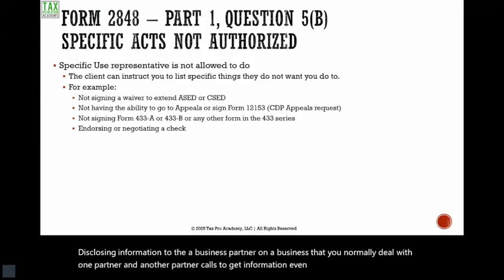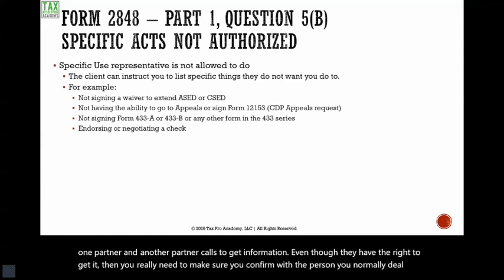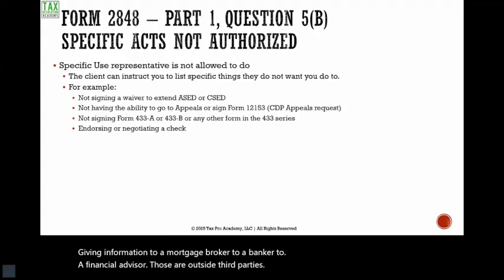Even though they have the right to get it, you really need to make sure you confirm with the person you normally deal with. Giving information to a mortgage broker, a banker, or a financial advisor, those are outside third parties, and they need to give you permission to do that. I never ever want to give that information.